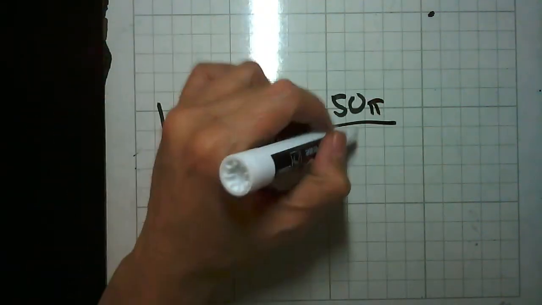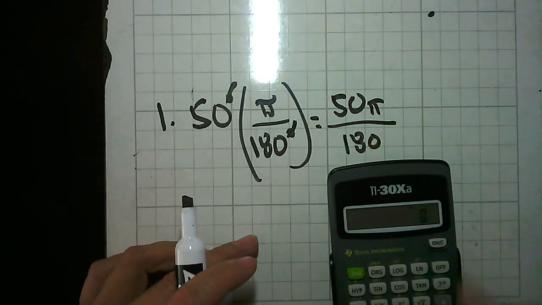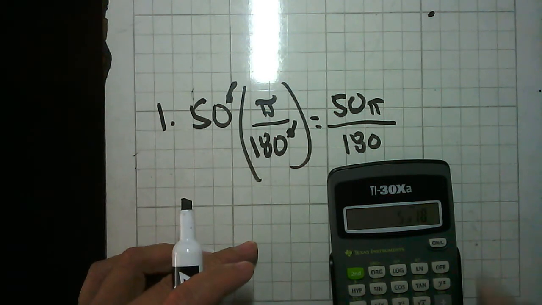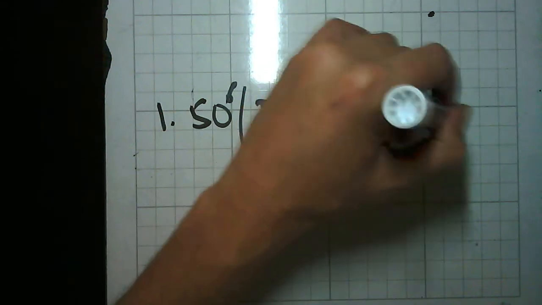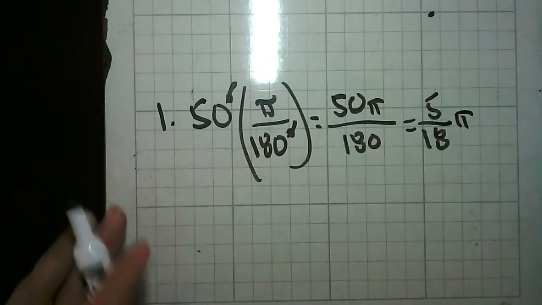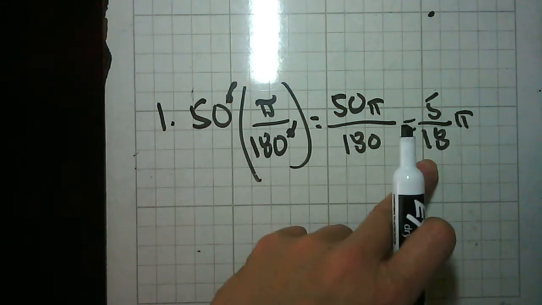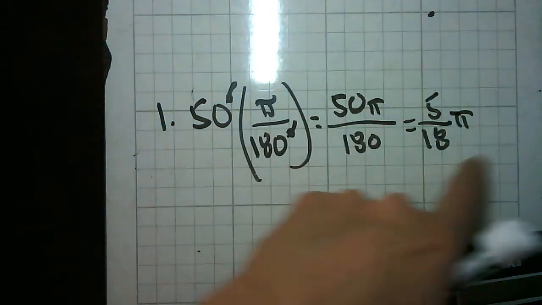Pi over 180. I can simplify that fraction in my calculator. We have 50 over 180 equals 5. Oh, I could have done that without the calculator. 5 over 18 pi. And once in a while, on MathXL, it's going to ask you to write this as a decimal. So usually this is acceptable because it's exact.